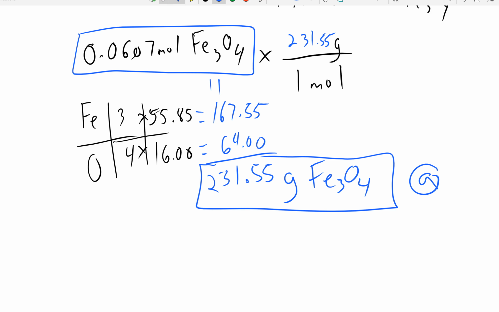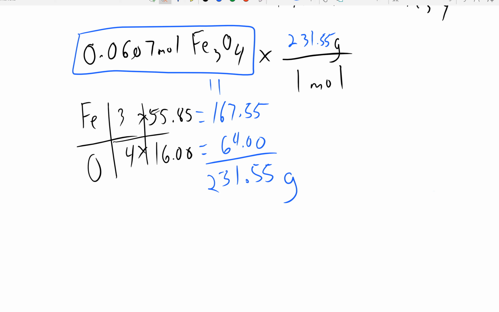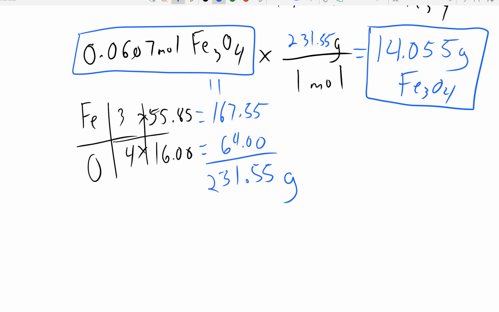That goes in right there. That is not how many grams. That's the grams for every 1 mole. We need to do that math to determine how many grams are created, which is 0.0607 times 231.55. That's going to equal a total of 14.055 grams of Fe3O4. And that is your answer for A. I knew I was messing something up. There you go. Does that make more sense?